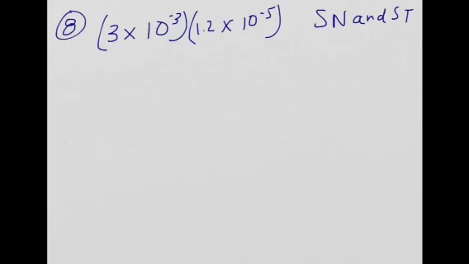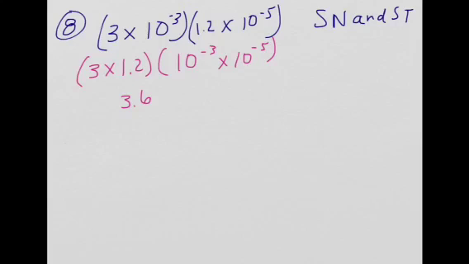Now we're going to take this multiplication problem and put it into standard form and scientific notation. So we're going to do scientific notation first. What we're going to do is group the like parts. So it's going to be 3 times 1.2 times 10 to the negative 3 times 10 to the negative 5. So we're going to multiply these together, and we're going to get 3.6 times 10. The bases are the same, so we're going to add the exponents, so that's going to be negative 8.